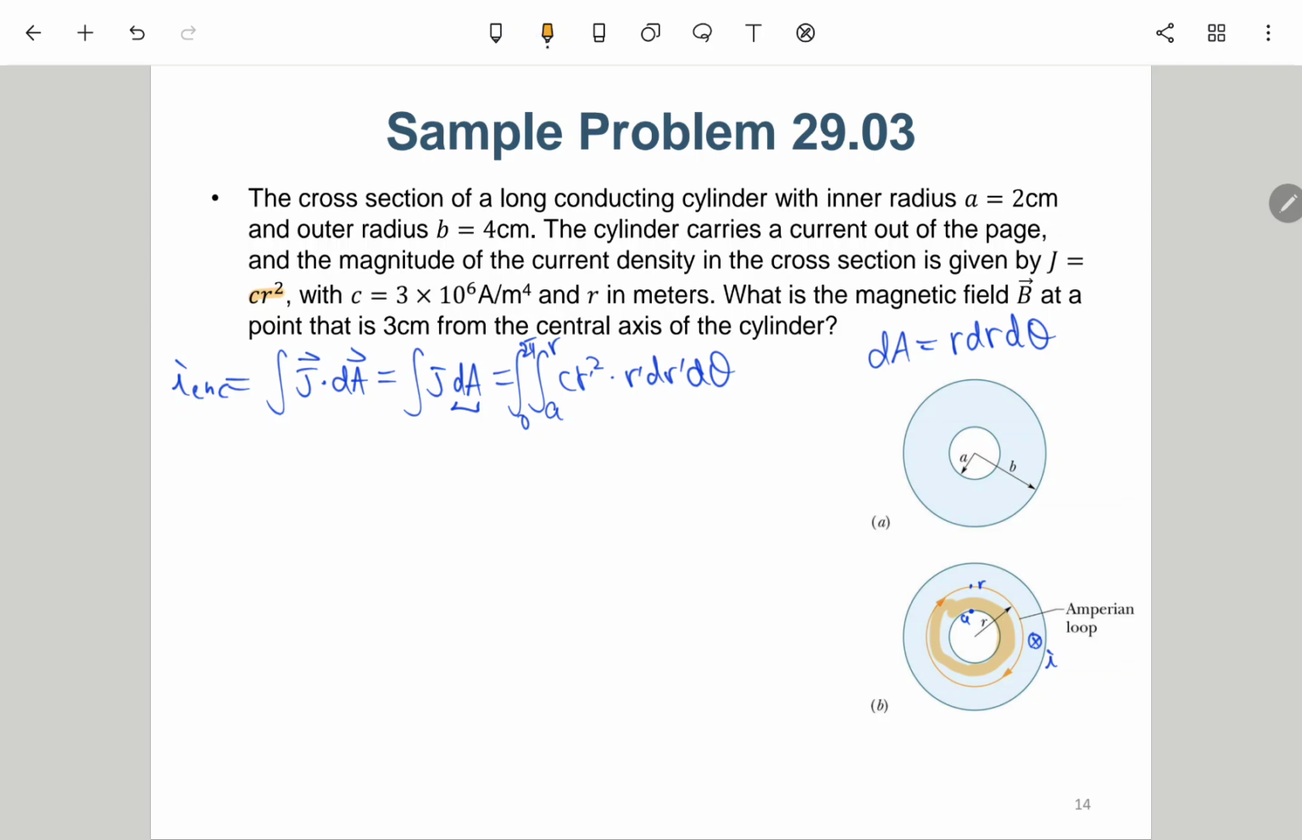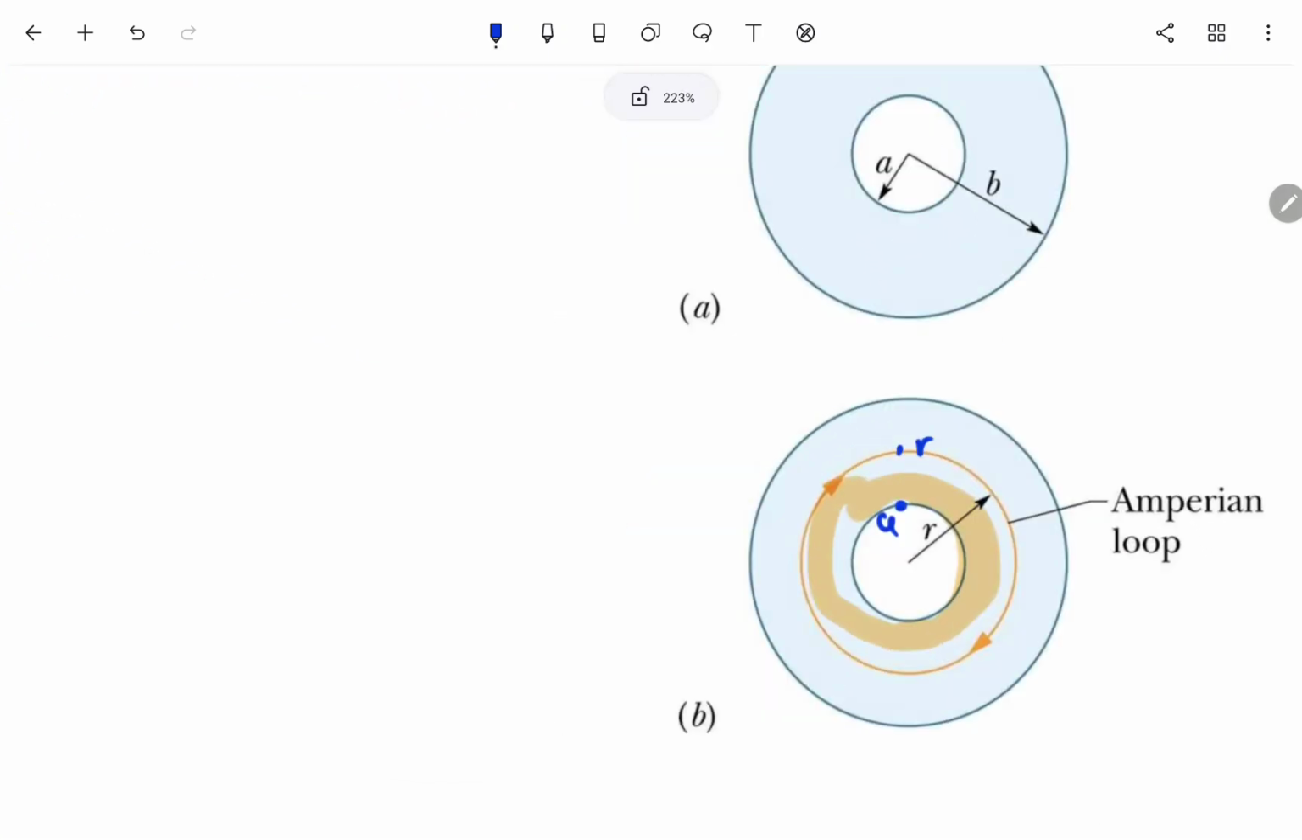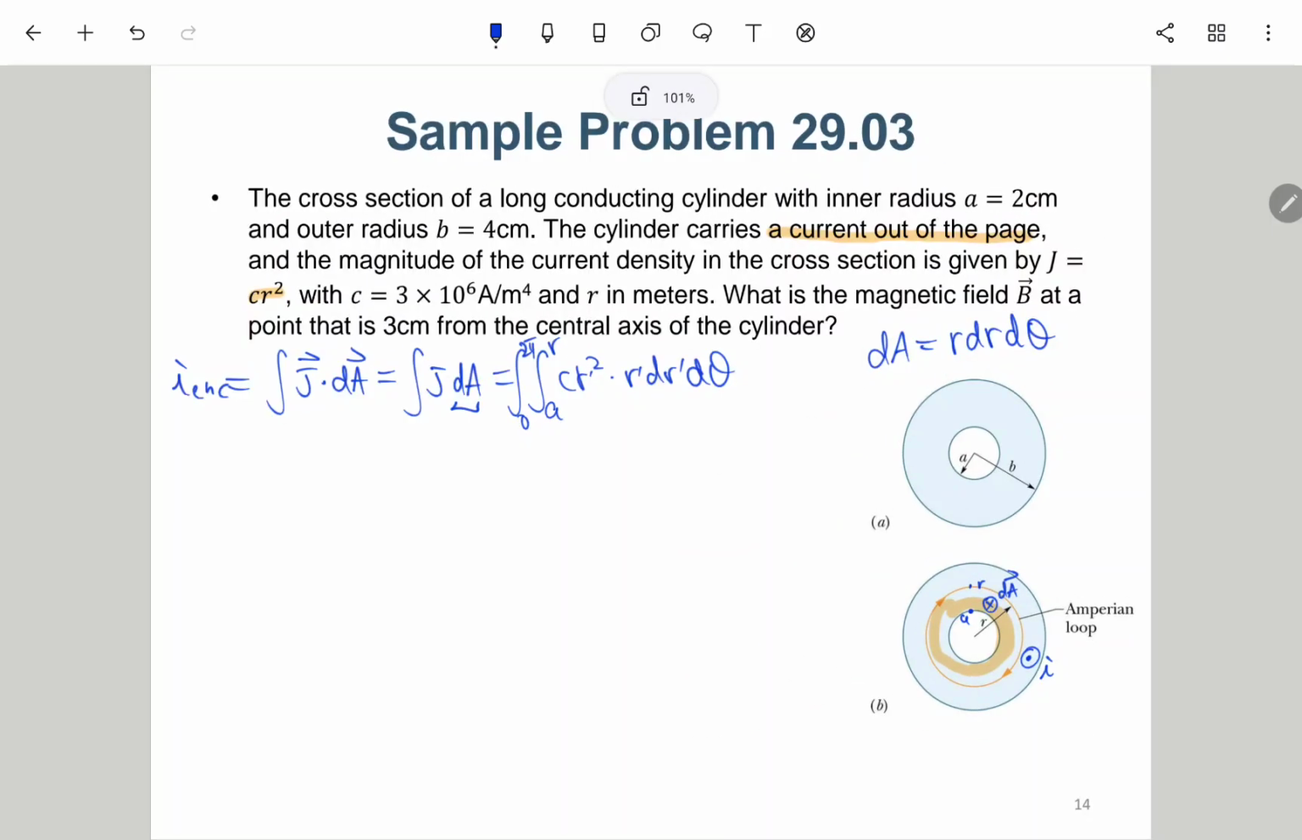Just wait a moment. Here it actually mentioned that the current is out of the page. So this one should be like this. However, the dA should be into the page according to the right-hand rule. So in such a way, we have a negative sign here throughout the computation.